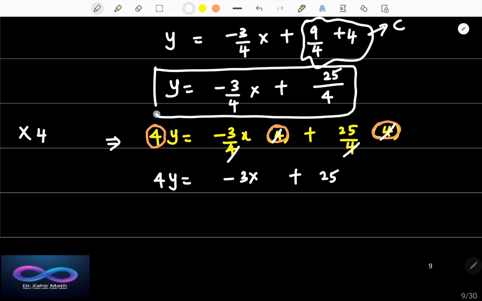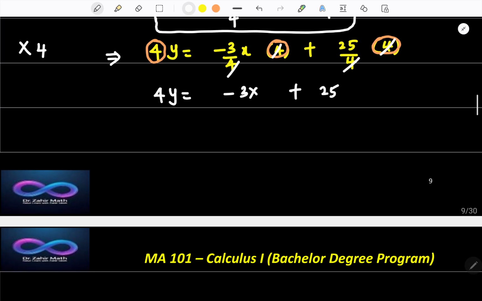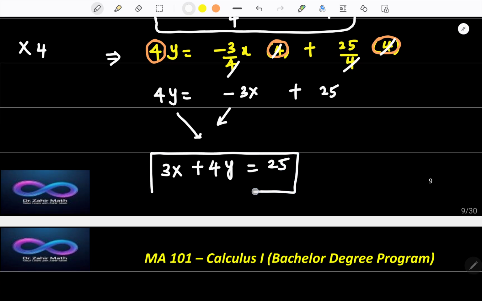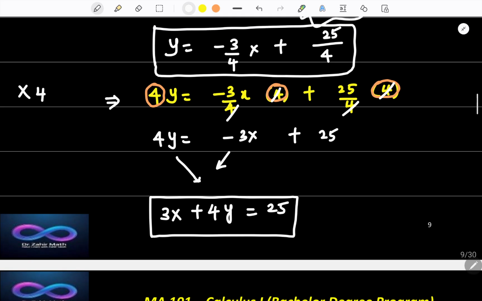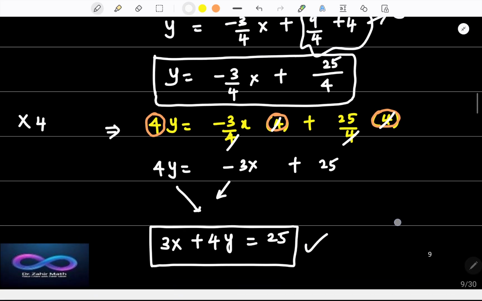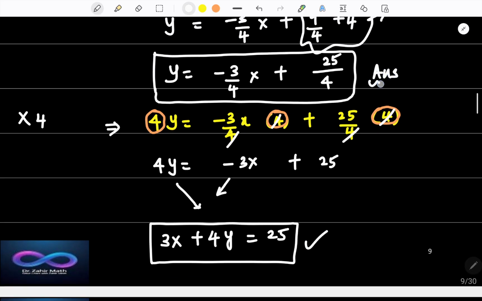Now I bring this 3x this side. So it is 3x plus 4y, which is equal to 25. So this is the equation of the straight line: 3x plus 4y is equal to 25. Teacher, do I need to simplify this one? Not necessary. This is also an answer, but to make it beautiful, we are doing it like this.